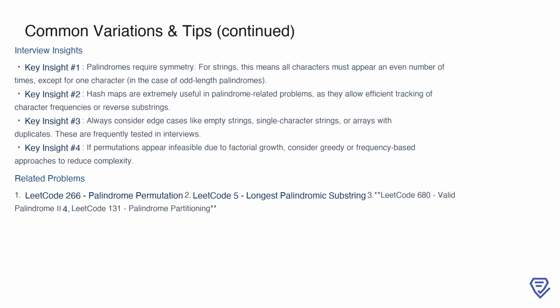If permutations seem computationally infeasible due to their factorial complexity, consider switching to greedy or frequency-based approaches to simplify the problem. For further practice, you might explore related problems like LeetCode 266, which deals with palindrome permutations, or LeetCode 5, which focuses on finding the longest palindromic substring.